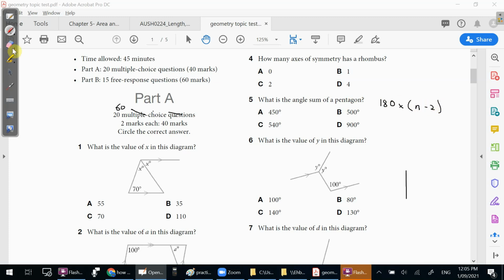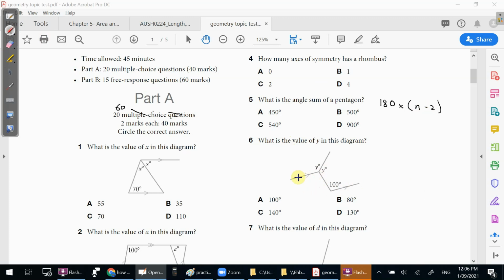Okay. Now next one. What have we got? We've got a lot happening here. We've got parallel lines with a transversal, and we've got angles at a point, both.